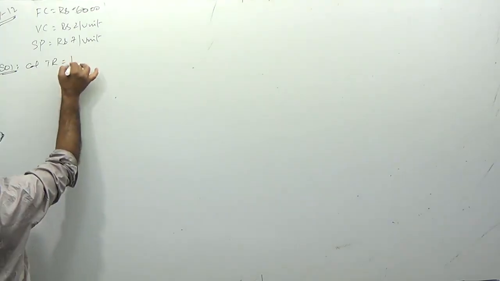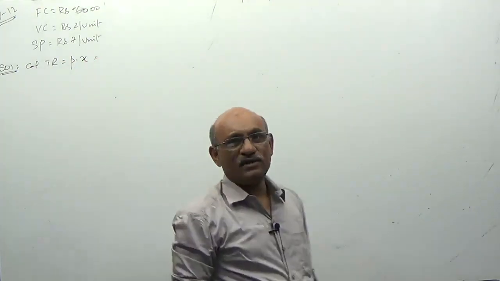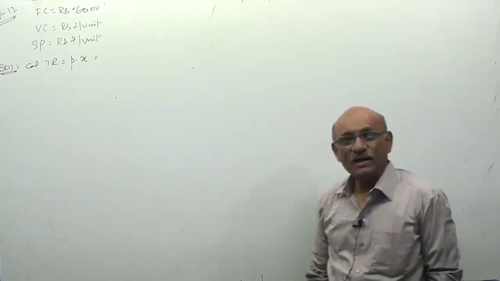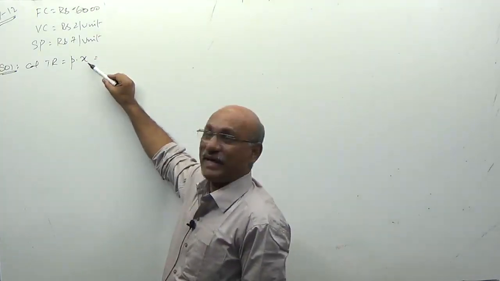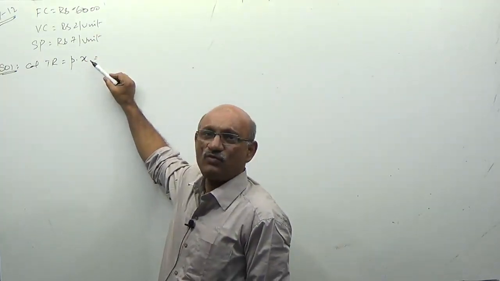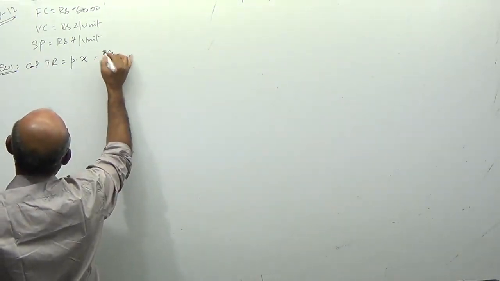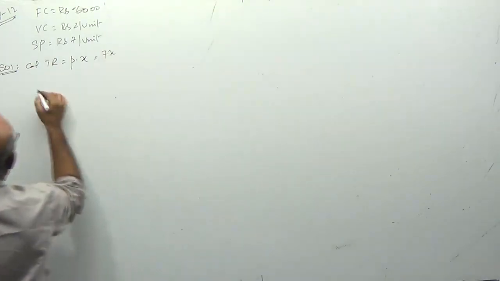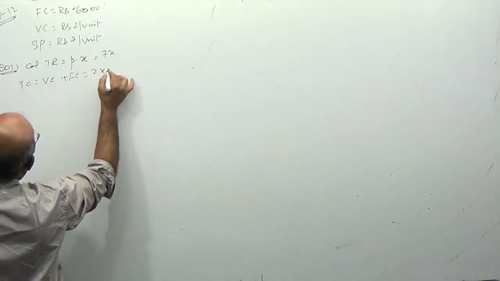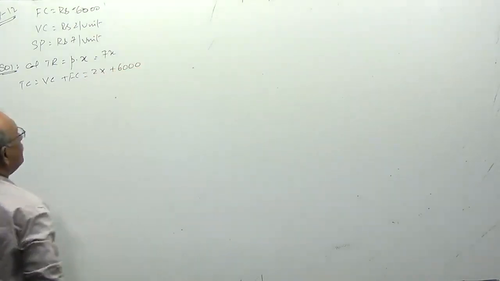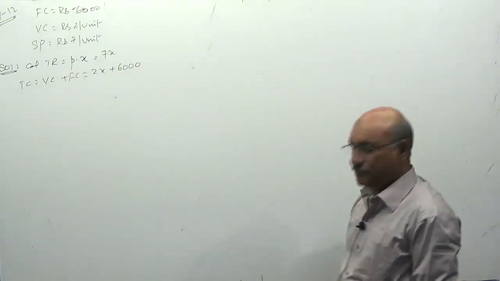Calculate total revenue. This is price multiplied with number of units we are selling at this price. How many units are we selling? X number of units we are selling, which we have to calculate. So this is equal to 7x. Total cost is equal to variable cost plus fixed cost. This is 2x plus 6,000.